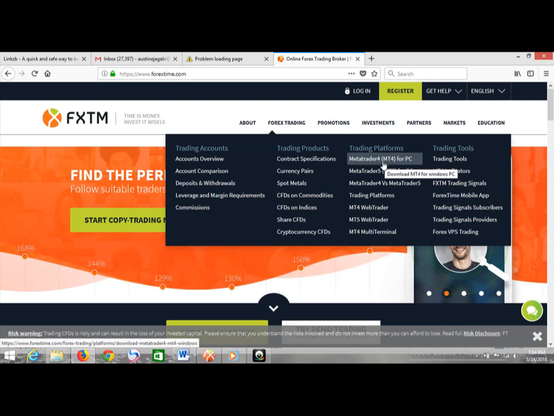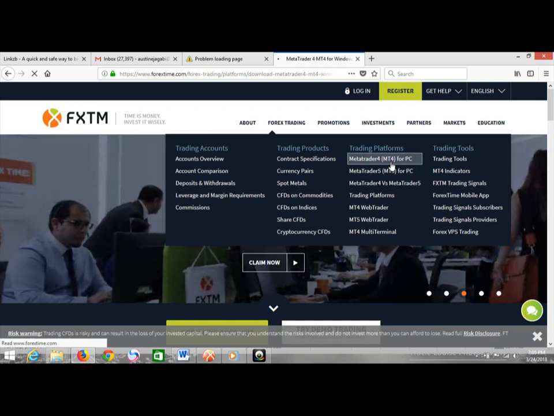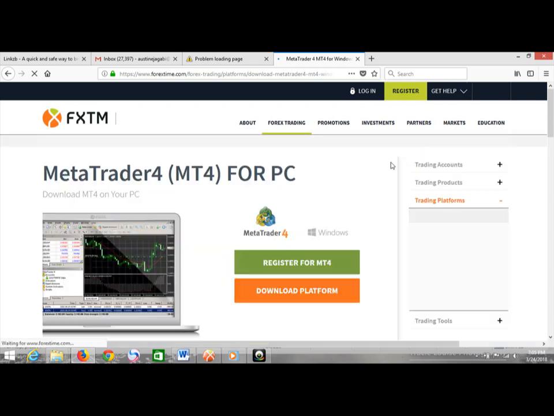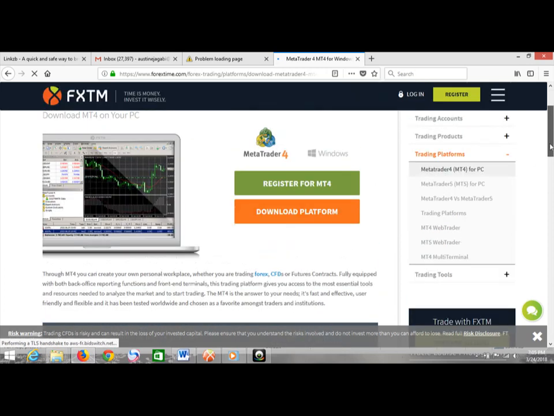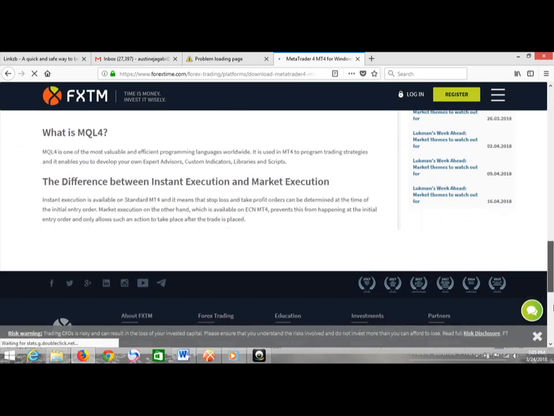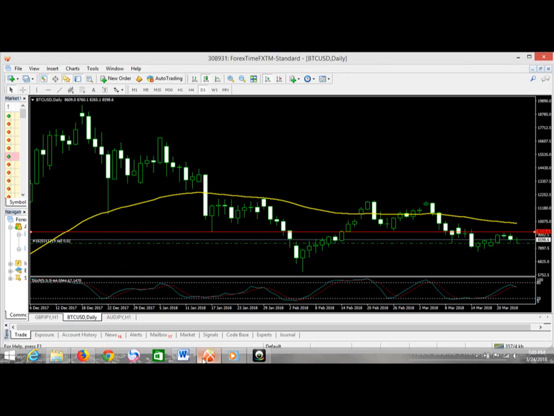You see MetaTrader 4 for PC. If you are using it for your mobile, go to mobile and download. You click on this, follow the instructions, and you will download. You have to register first. Download the app, click on download, and follow the instructions. The app will be installed on your system, the MetaTrader 4, like this.